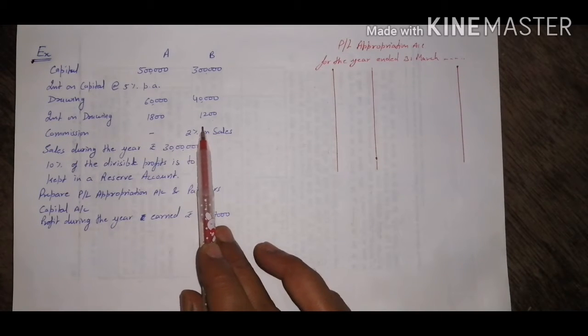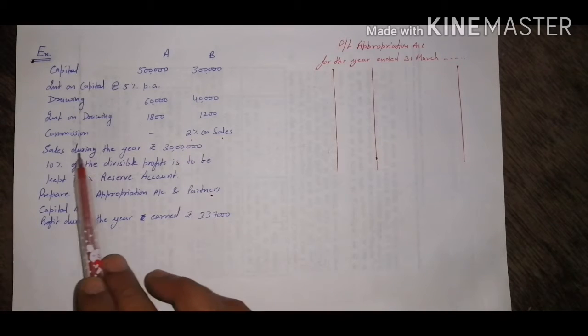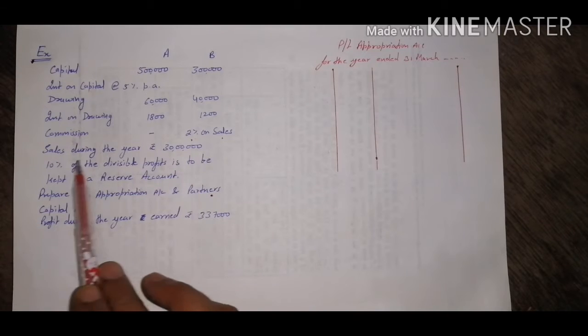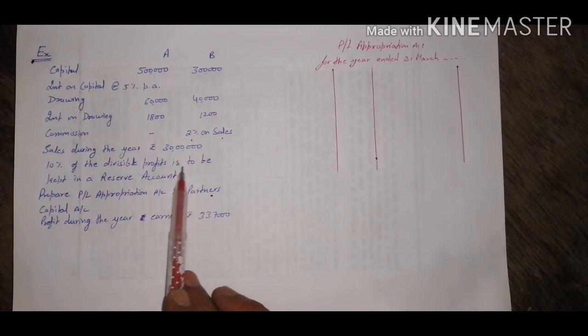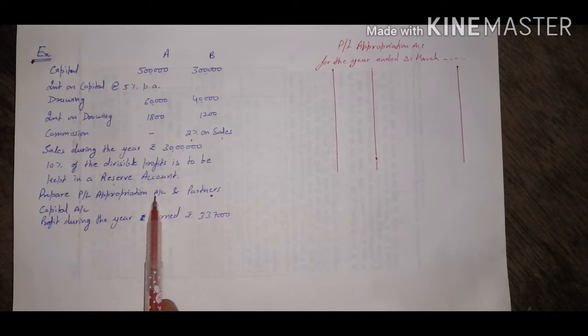Commission is provided to B at 2% on sales. Sales during the year amounted to rupees 30 lakh. 10% of the divisible profit is to be kept in a reserve account. Prepare the P&L appropriation account and partners' capital accounts. Profit earned during the year is rupees 3,37,000.